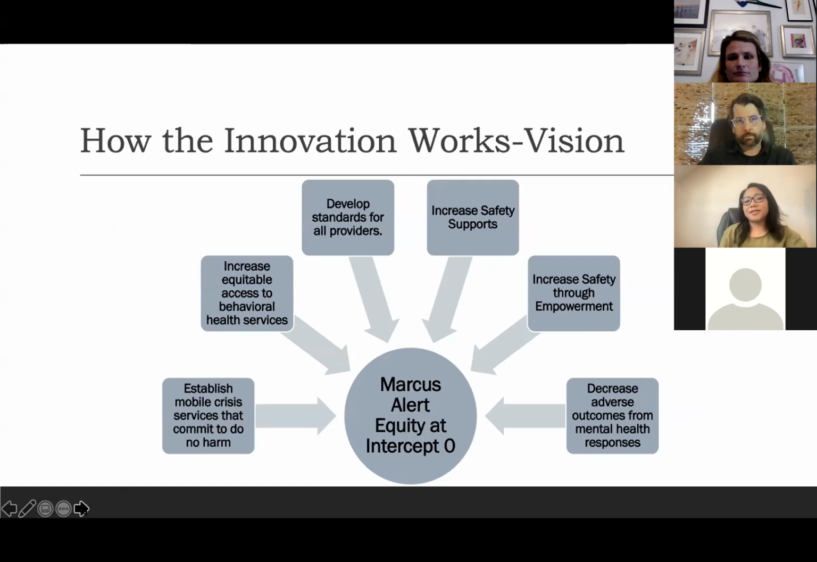So the vision for Marcus Alert at Equity at Intercept Zero is to decrease adverse outcomes from mental health responses, increase safety through empowerment, increase safety supports, develop standards for all providers, increase equitable access to behavioral health services, and establish mobile crisis services that commit to do no harm.